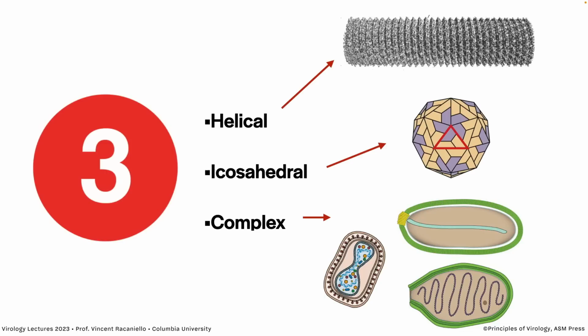So the first two have some sort of symmetry, helical symmetry or icosahedral symmetry, and I will explain those to you in a moment. The ones on the bottom here have no obvious symmetry, so we call them complex. They include pox viruses, so the agent of smallpox, mpox, which we used to call by another name, right? Mpox is a pox virus. And the giant viruses like Parvovirus and so forth, they all have complex symmetry.